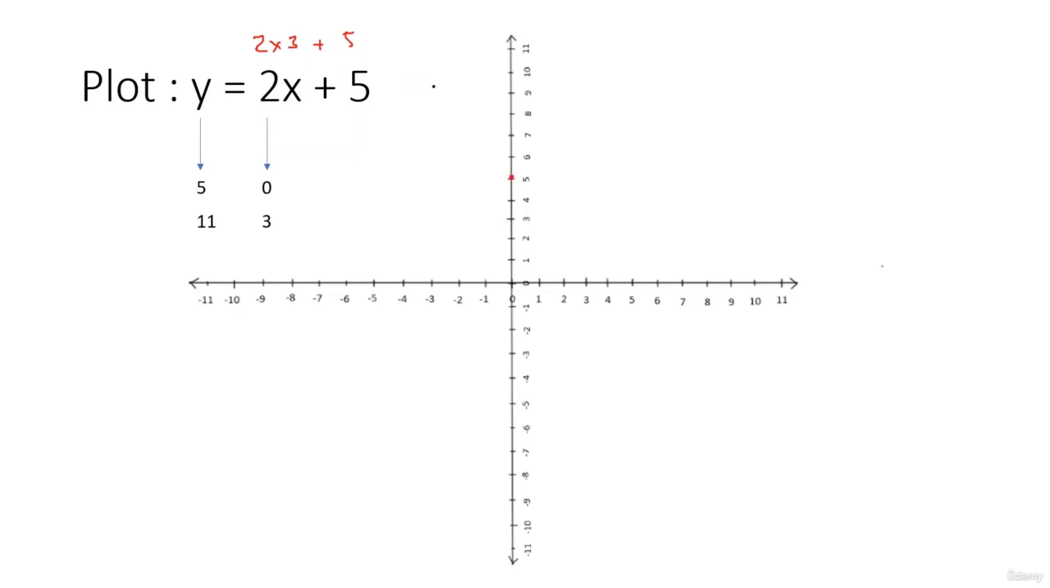So see, you can see the point 0,5 on the y-axis. It's blinking, right? And the other point is basically 3,11. You can see that also blinking right now on the screen in the first quadrant. When I join these two, I get the line y equals to 2x plus 5.